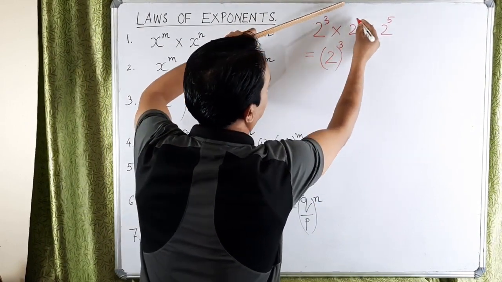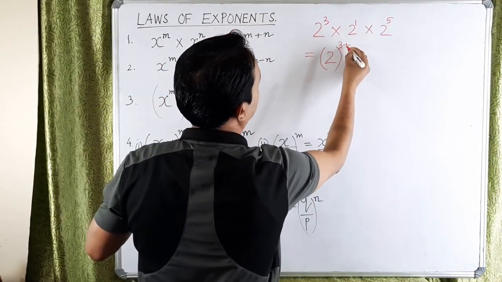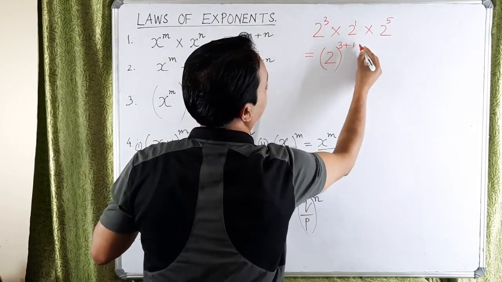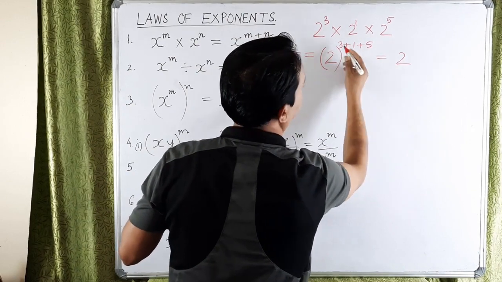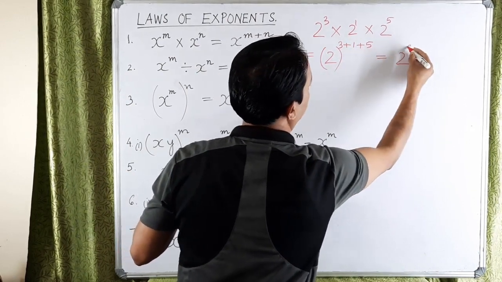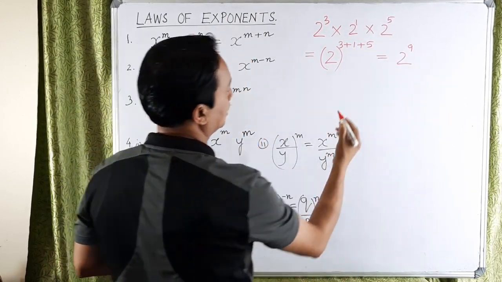The power is 3. Here there is no power, so we'll take it to be 1. Then we have 5. So this will become 2 to the power 3 plus 1 plus 5, which will be 9. You can take one more example.